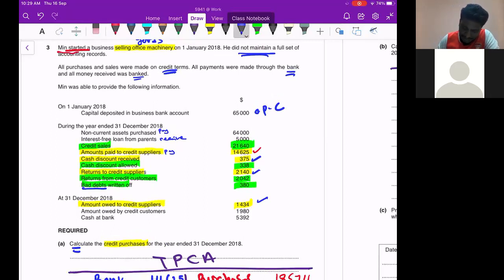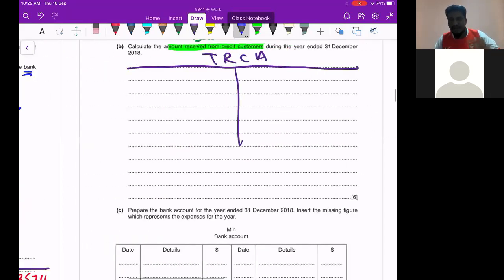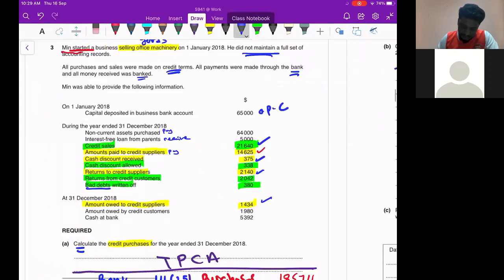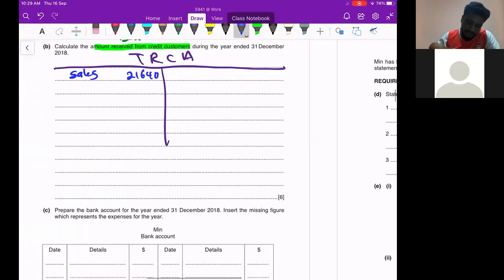So first one is credit sales. Will it be on the debit side or credit side in the trade receivable account? Trade receivable is an asset. Whenever there are credit sales, the asset will be increased. Asset increase will be on the debit side. 21640, it's sales. Sales account will be credit, trade receivable account will be debit. Now next one, cash discount. Discount allowed. Whenever we allow a discount, the customer's account will be reduced. If the account is reduced, it will be credit. 338 discount.